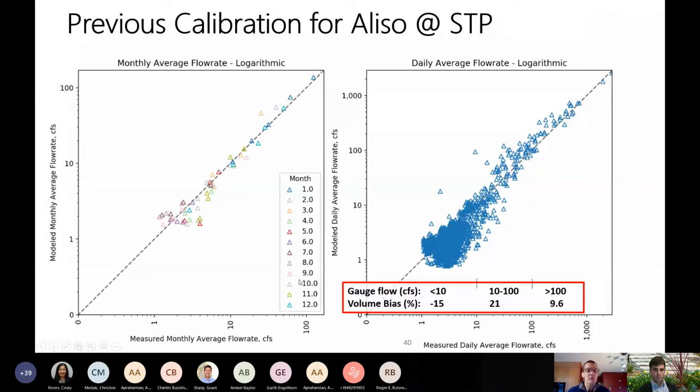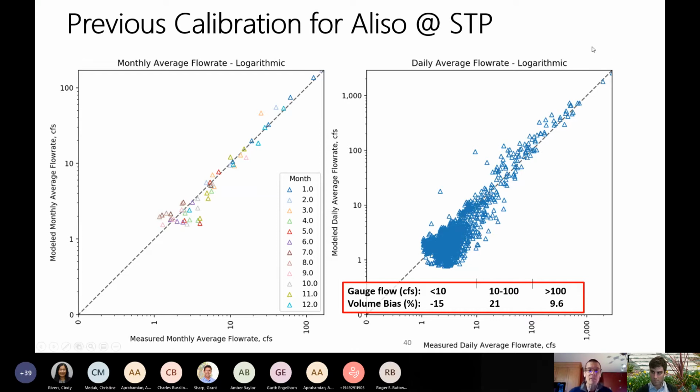Here is what we call a cross plot. The average flow rate in cubic feet per second measured at the gauge is on the horizontal axis, and that flow rate coming out of the computer simulation in the model output is on the vertical axis. So if a point is above the one-to-one line, the model is over-predicting, and if it's below the one-to-one line, then the model's under-predicting. You won't be surprised to hear we want the points to be on the line. The left-hand panel is monthly averages over the months for the 5 years that were simulated. The right-hand panel is daily averages.